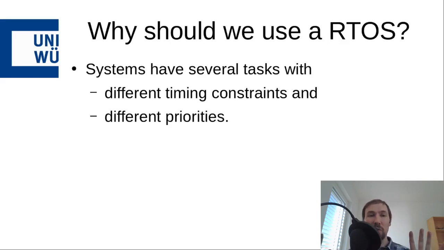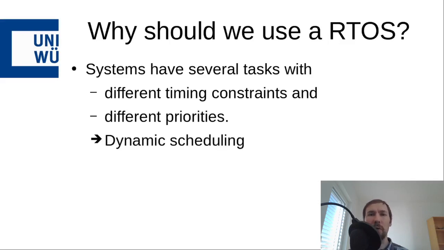And this is what I mean here with the priorities. So we have different priorities that define which task should be run first. And this is where dynamic scheduling comes into play. If you have static scheduling, you definitely define which task should run when. And with dynamic scheduling, this makes it more flexible.